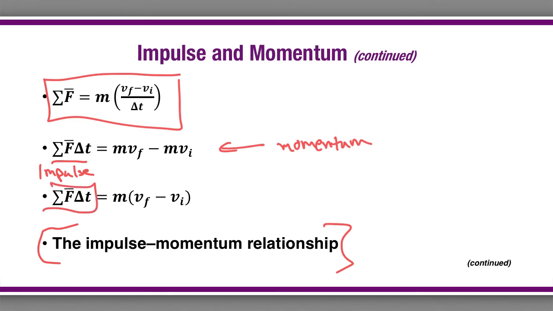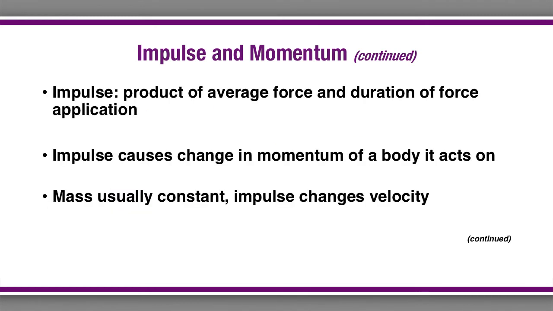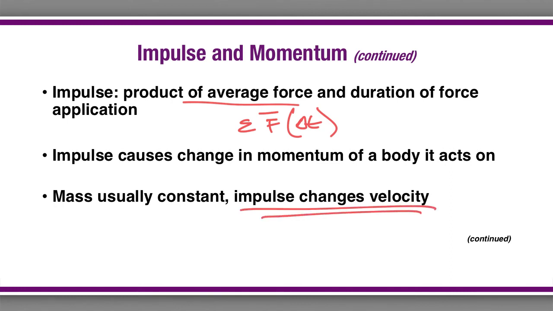So the impulse produced by this left side of the formula causes a change in momentum over here on the right side of the formula. So again, impulse is the product of average force and duration of force application, or the sum of forces times delta t. So impulse causes a change in momentum of a body that it acts on. Mass is going to be constant, so impulse is what changes the velocity of some object.